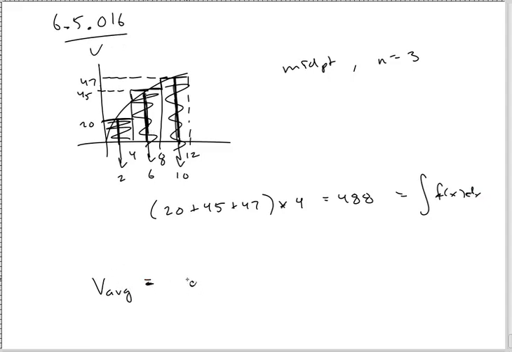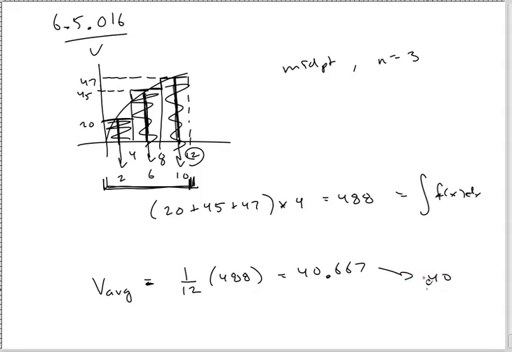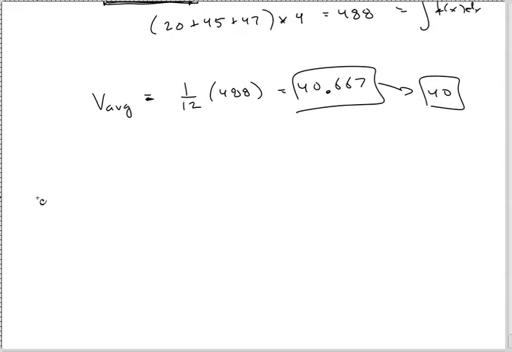And so the average is going to be divided by the interval, which goes all the way to 12. So 1 over 12 times that 488, which makes 40.667. Their answer is only 40. So I must have missed one of those guys along the way. It'll probably be fine. It'll probably be fine.